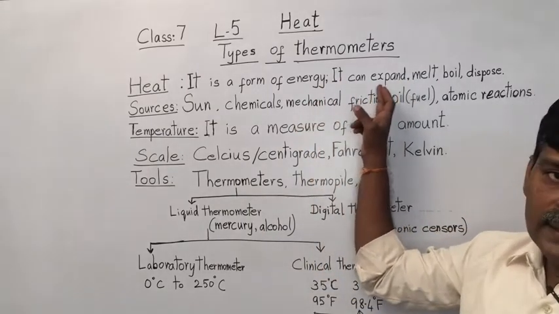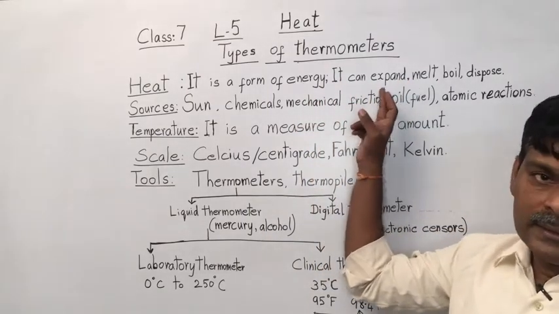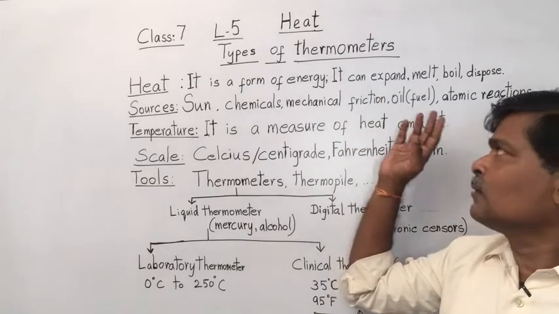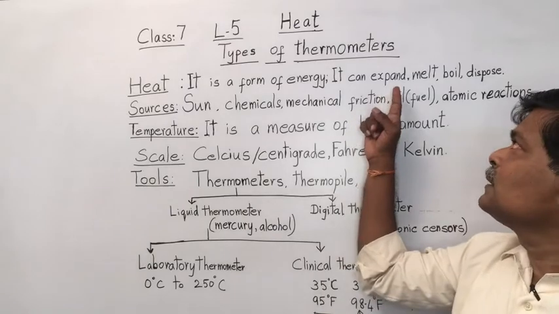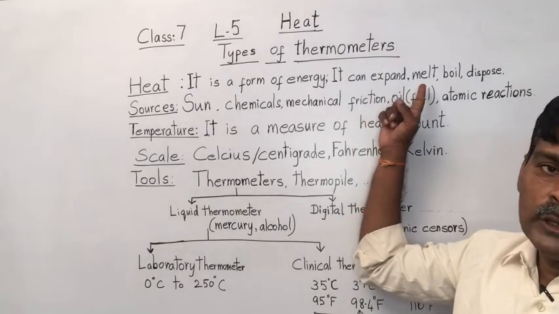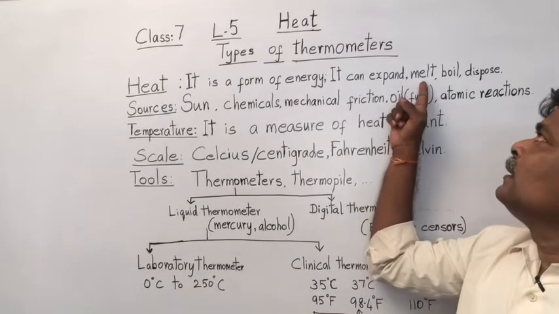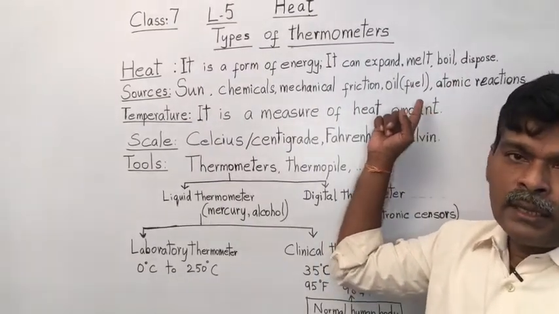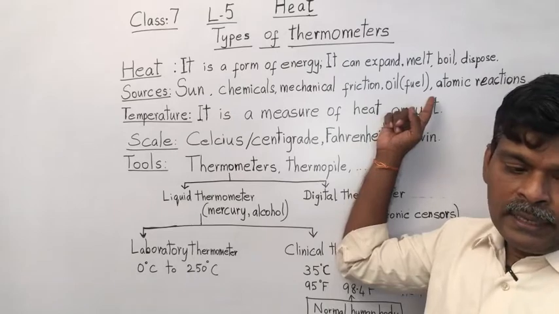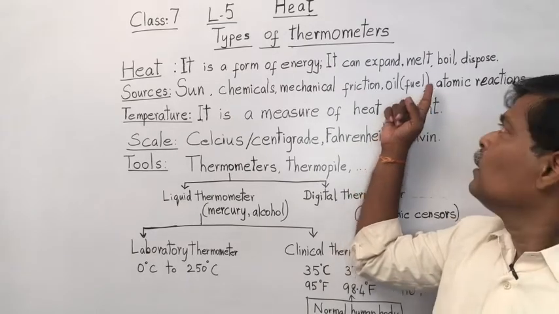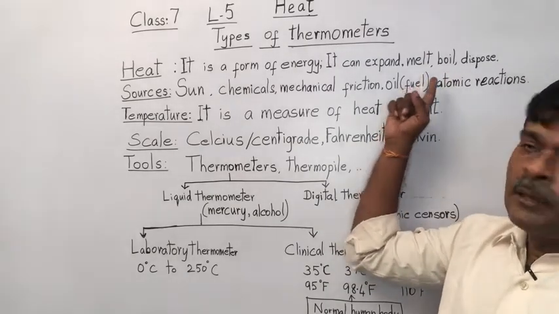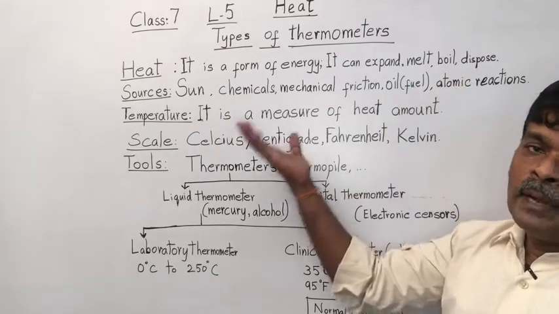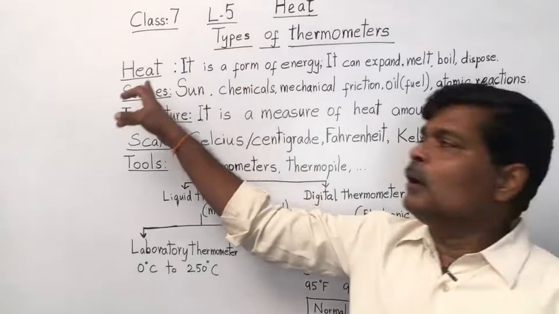It can expand any object which is in solid state, liquid state, or gaseous state, whatever it may be. Next, it can melt solid substances, and it can boil anything. So we are boiling our rice, vegetables, and many metals with the help of heat. Next, we can dispose of any object by keeping fire or heat.